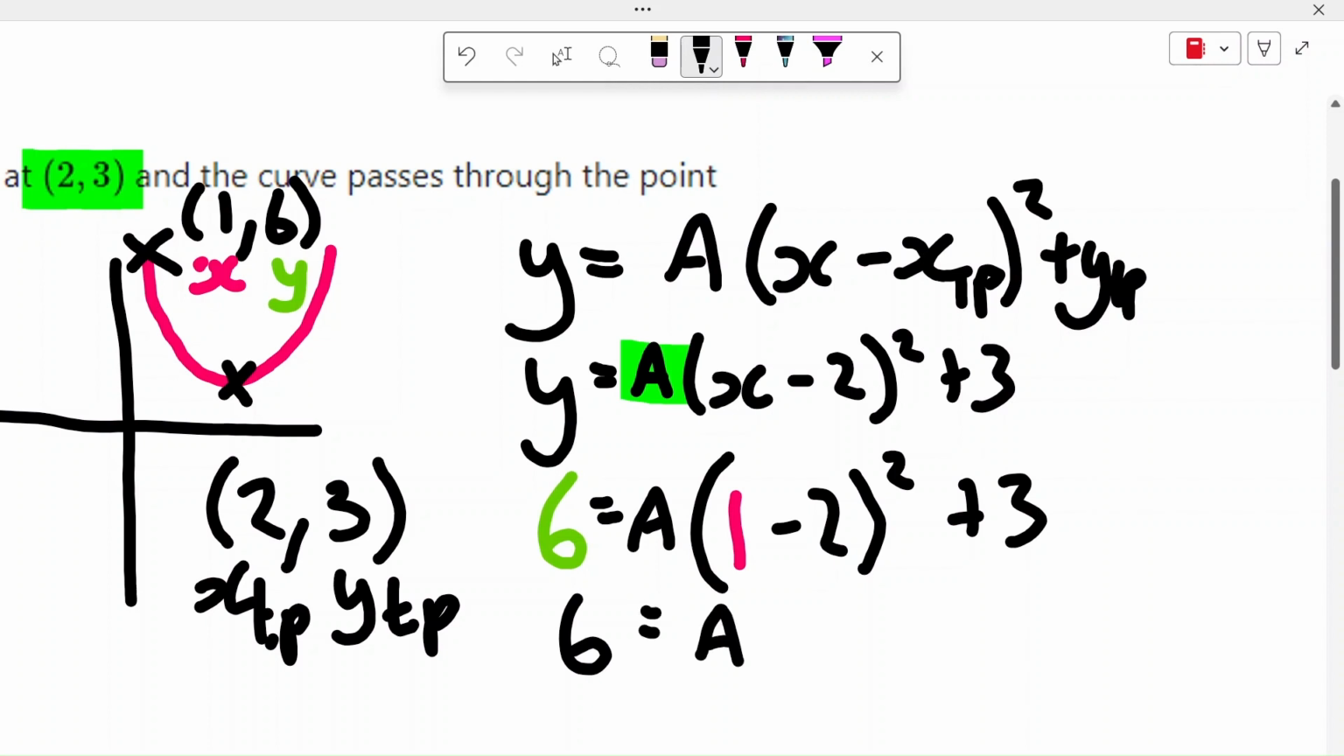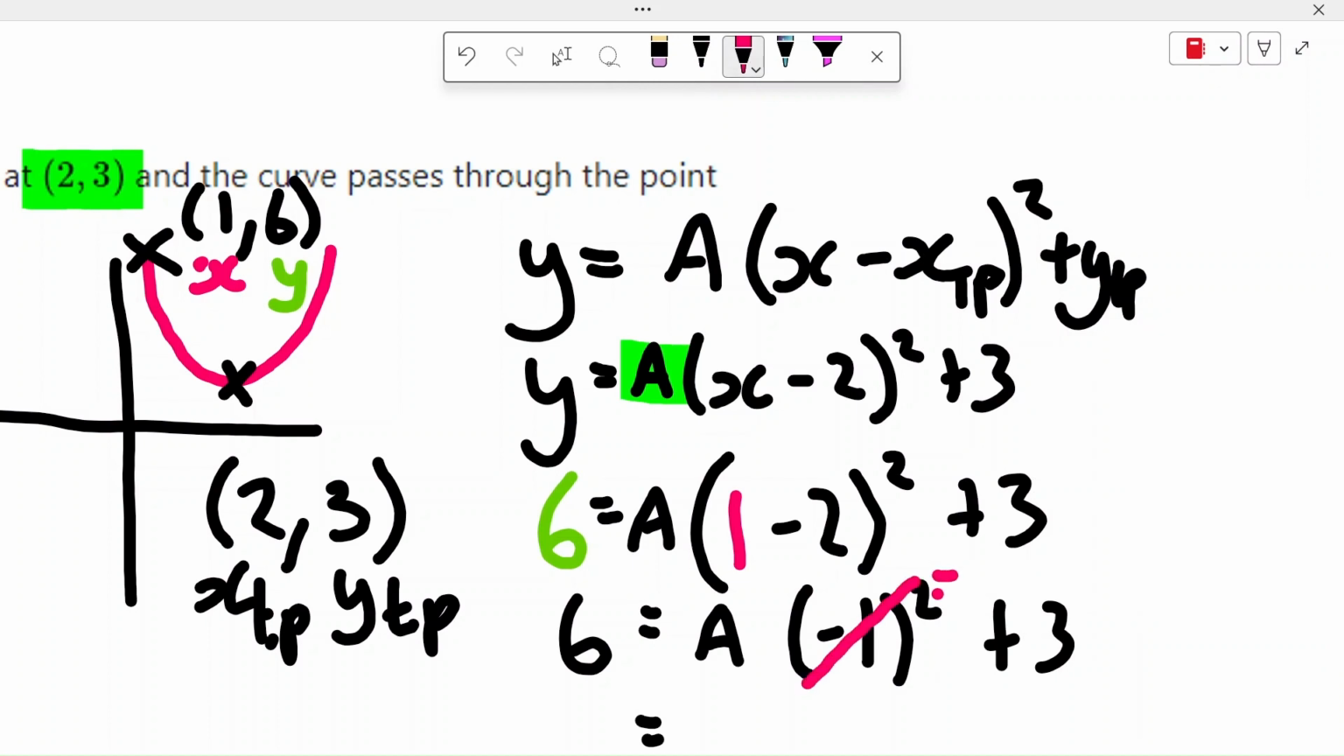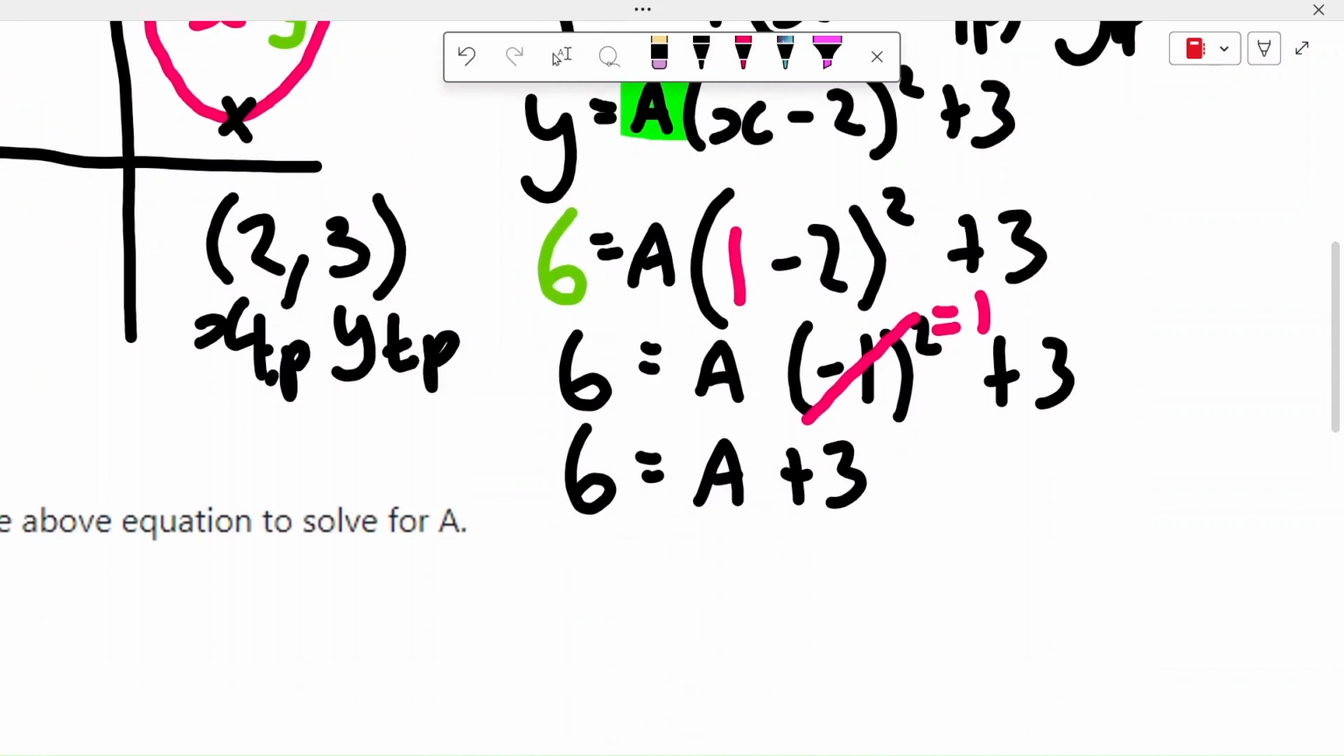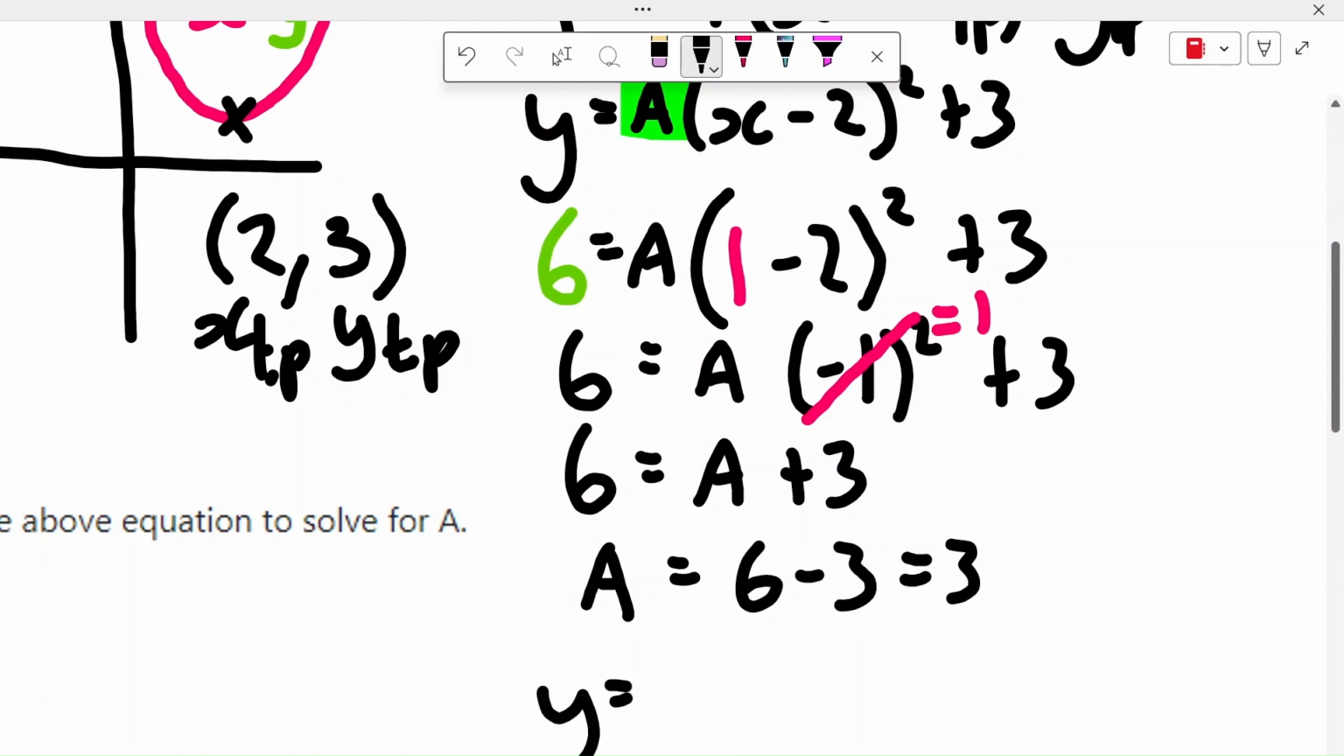So 1 minus 2 is minus 1 squared, and minus 1 squared is just equal to 1. So minus 1 times minus 1, the negatives cancel out. All you're left with is 1 there. And now we can really easily solve for a. So a in this case is 6 minus 3. And now we have everything we need to know about our quadratic.